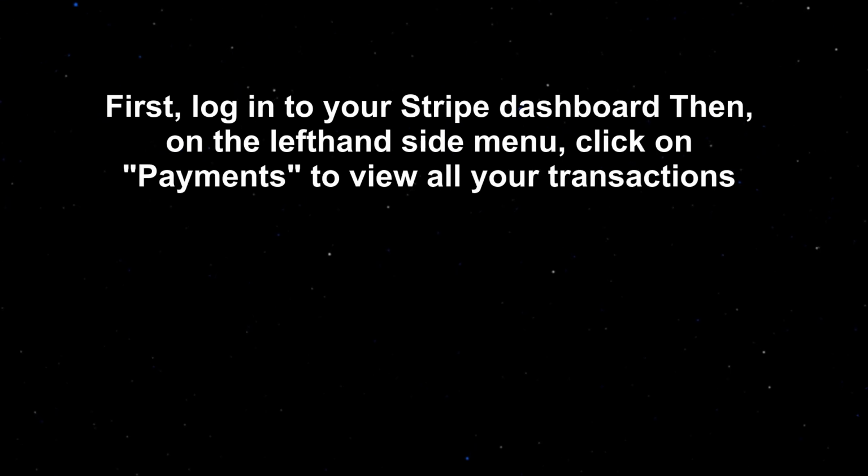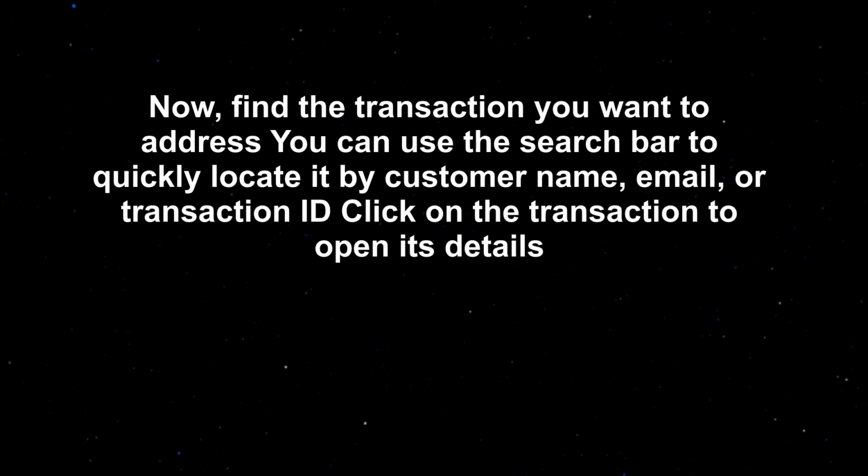First, log into your Stripe dashboard. Then, on the left-hand side menu, click on Payments to view all your transactions. Now, find the transaction you want to address. You can use the search bar to quickly locate it by customer name, email, or transaction ID. Click on the transaction to open its details.